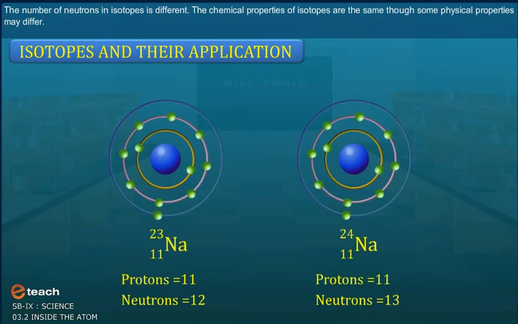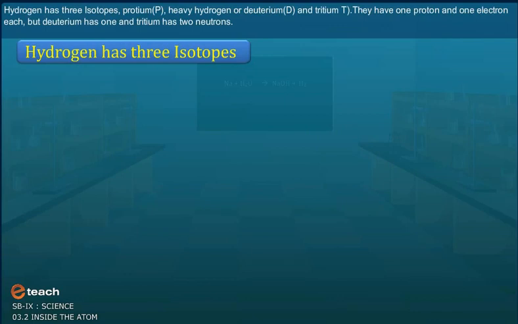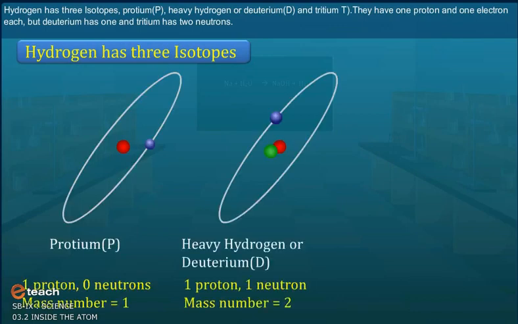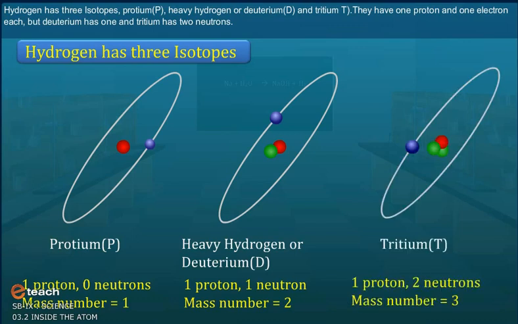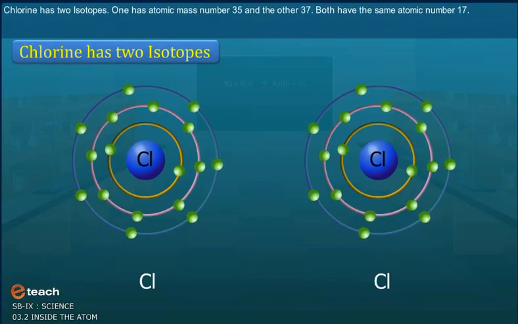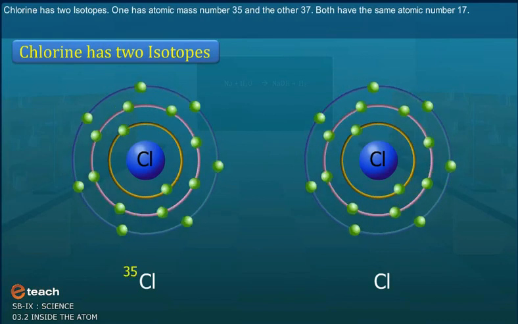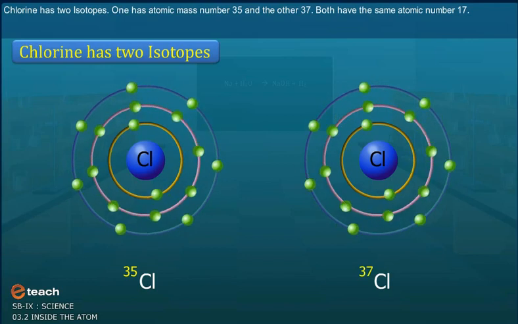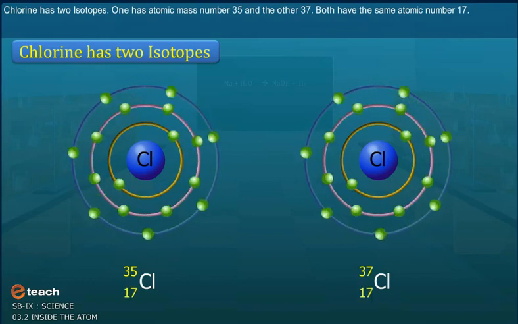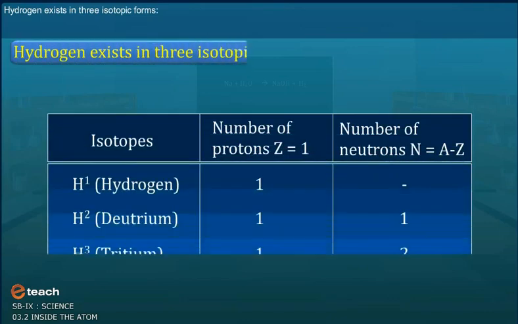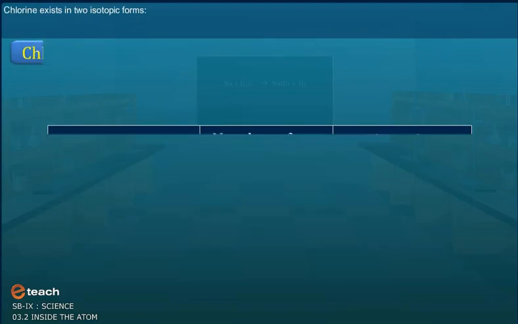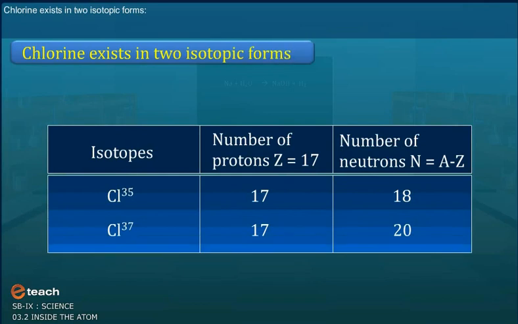though some physical properties may differ. Hydrogen has 3 isotopes: protium, heavy hydrogen or deuterium, that is D, and tritium, that is T. They have 1 proton and 1 electron each, but deuterium has 1 and tritium has 2 neutrons. Chlorine has 2 isotopes. One has atomic mass number 35 and the other 37. Both have the same atomic number 17. Hydrogen exists in 3 isotopic forms. Chlorine exists in 2 isotopic forms.